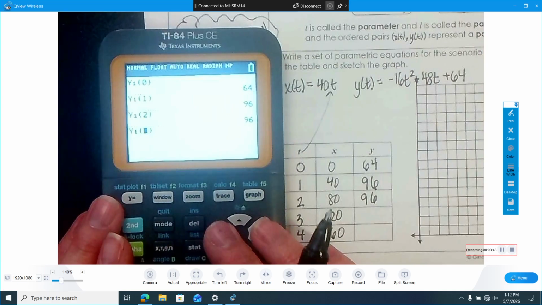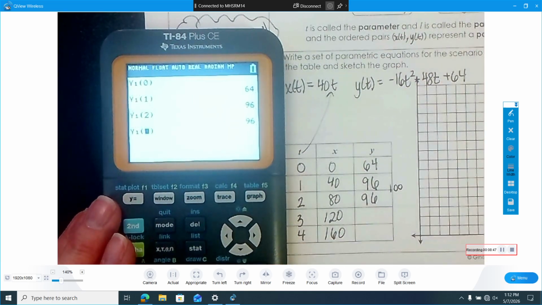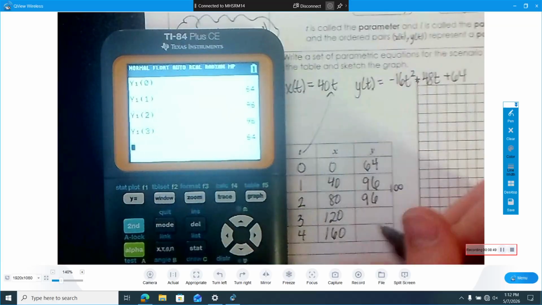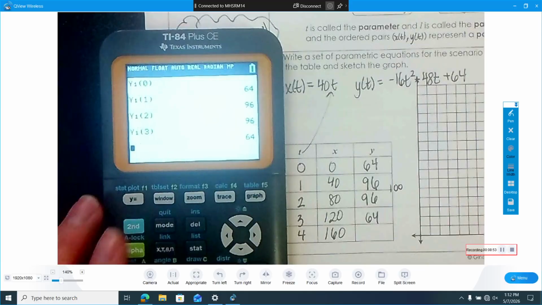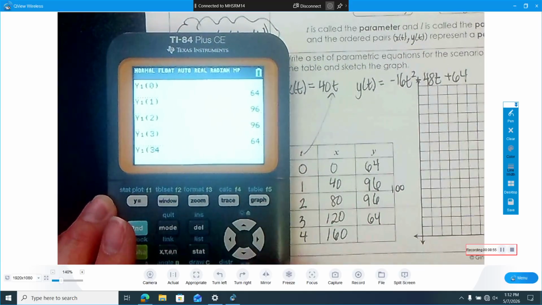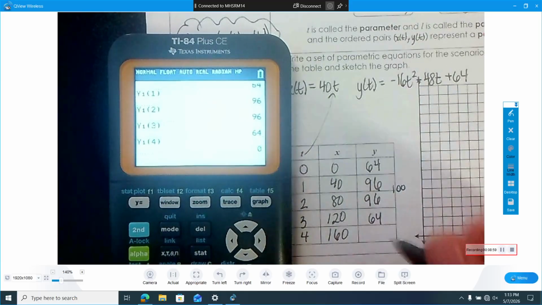Y of 1.5 is 100. Oh, that's interesting. All right, cool. And then y of 3 is back down to 64. And then y of 4 is, whoops. Y of 4 is back down to 0.